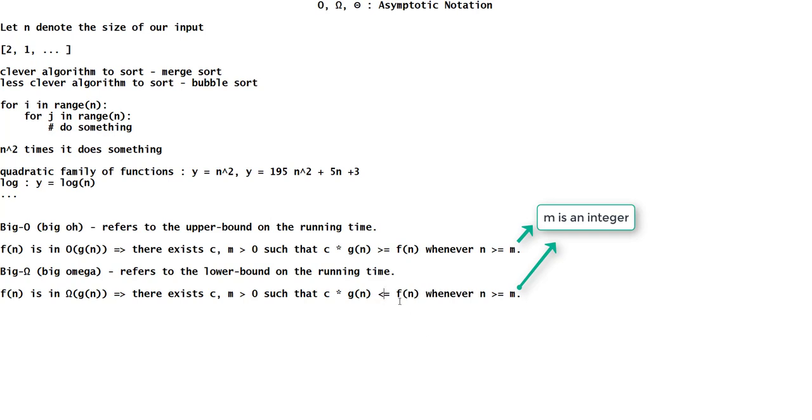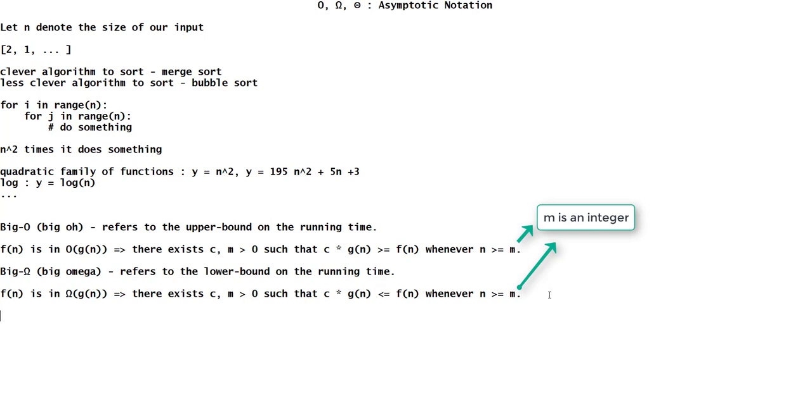If this inequality is flipped, then this is precisely the definition of being lower bounded by this family of functions. So there exist c and m greater than 0 such that c times g of n is less than or equal to f of n whenever n is greater than or equal to m. So again, this is asymptotic behavior we're talking about. n has to be greater than or equal to m for this to be true for sure. It need not be true when n is less than m, right?